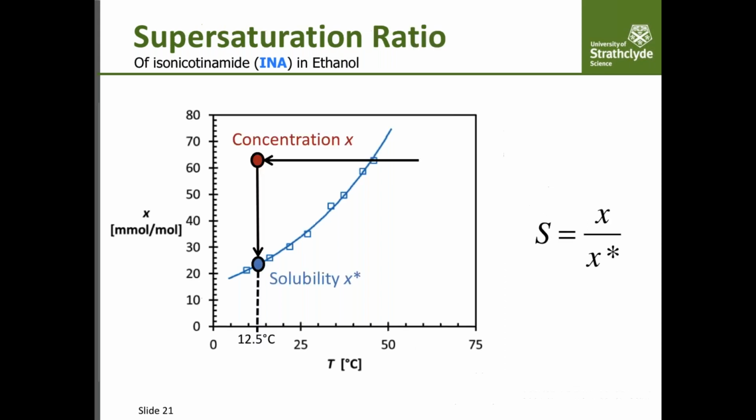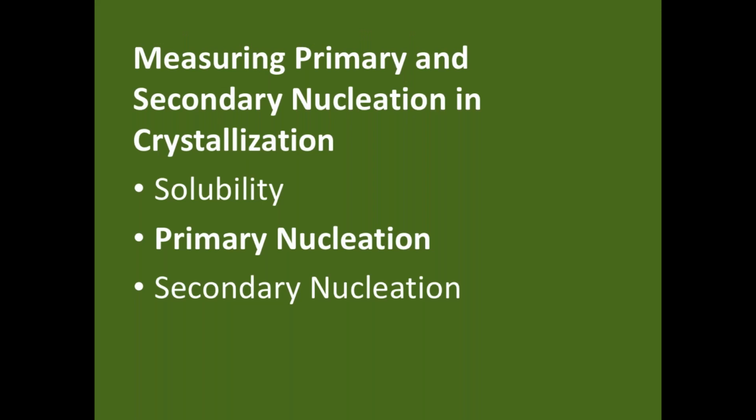So, once we know the solubility, we also know the supersaturation in a clear solution if we know the temperature. So then we have a good, say, an accurate value for the supersaturation ratio. And we need accurate values if we want to accurately measure primary and secondary nucleation rates. So first, primary nucleation rates.